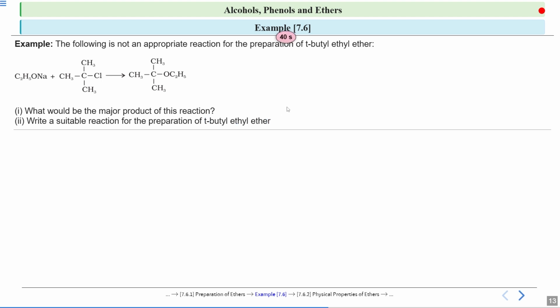I'll give you 40 seconds to solve this question. You try it and then we are going to discuss it.